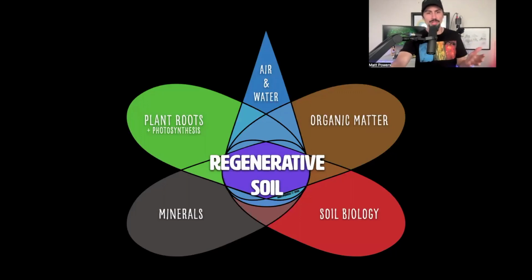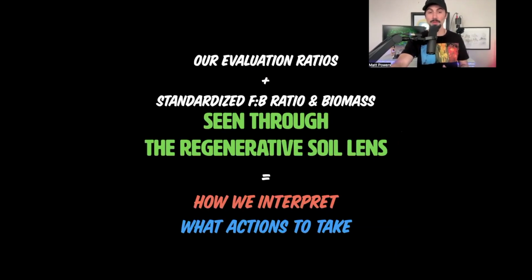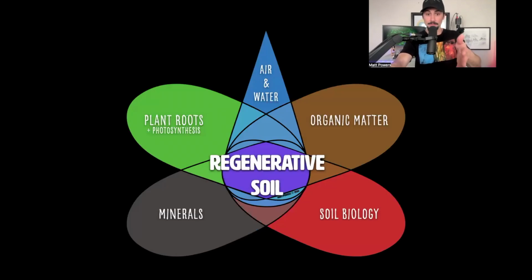Because regenerative soil is not just one of these aspects. It's not just soil biology, it's the minerals, it's the organic matter, it's the plant roots, it's the water and air. So our evaluation ratios combined with standardized fungal to bacteria ratio and biomass seen through the regenerative lens, plus all the other tests we talked about, your Haney test, your salinity test, your pH, these are all going to feed into it. And it's going to turn into how we interpret and the actions we take. And it's all seen through the regenerative lens, because this keeps things clear.